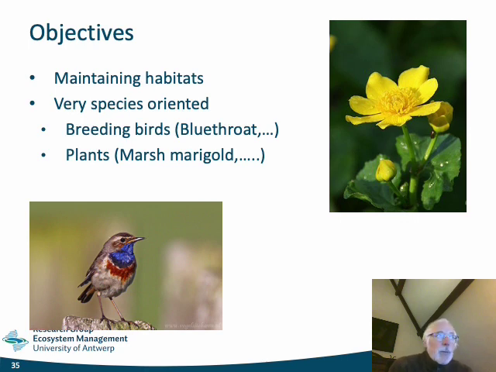The objectives in the beginning were, in fact, very much, first of all, species-oriented. And here we see some very typical species from the freshwater part of the estuary, the marsh marigold and the bluethroat, which is a typical reed-breeding bird. And so the objectives were to protect these species by maintaining the habitats in which these species are occurring.